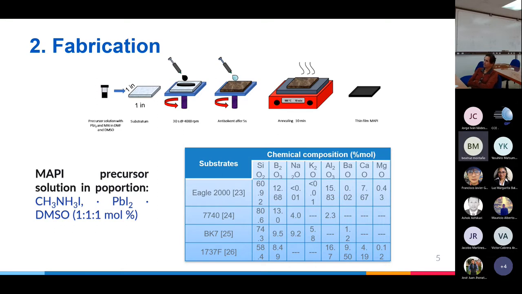In the table, you can see 4 different substrates that were used: Eagle 2000, 7740, PK7, and 1737F, whose composition is shown in the table. The principal difference between these substrates is the concentration of metal oxides, boron and aluminum, and the concentration of alkali metal oxides, sodium and potassium. There are no alkali metal oxides in the 1737 and Eagle 2000 glasses. Next slide, please.